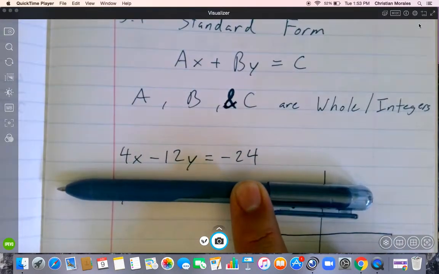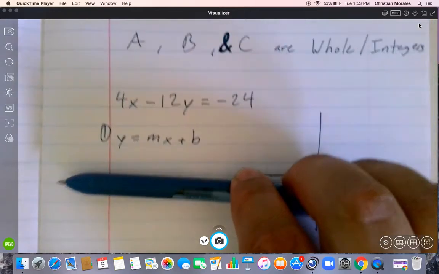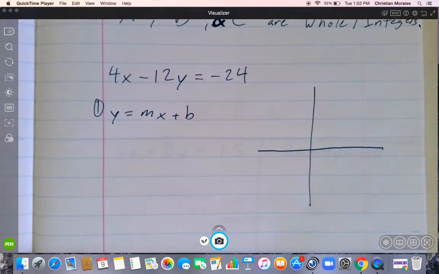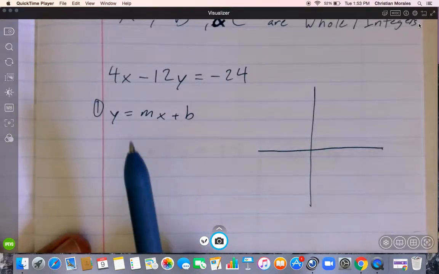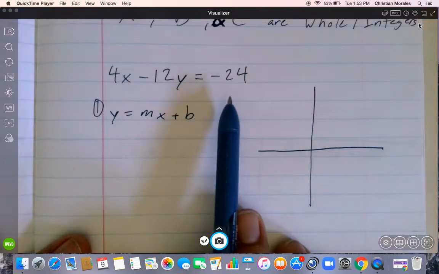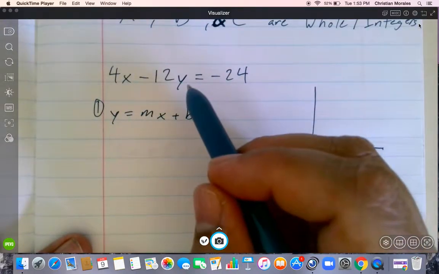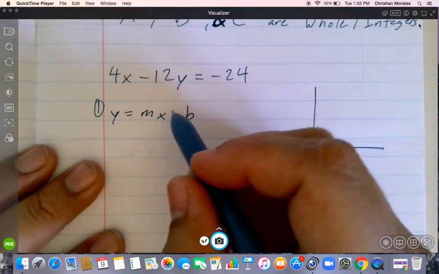Now, if you had to graph it, you have two options. Let's talk about option number 1, changing it to slope-intercept. If you're going to graph this by changing it to slope-intercept, here's what you have to do. You have to make this look like this, which means you're solving for y. You want the y by itself.